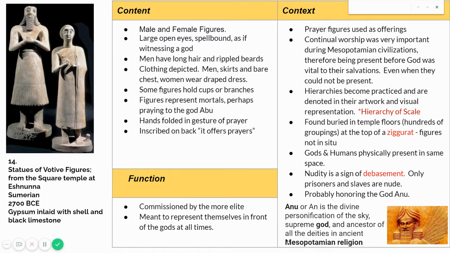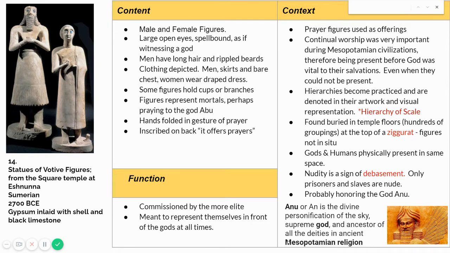Hierarchies became practiced and are denoted in their artwork and visual representation, which is called hierarchy of scale. You are going to hear this vocabulary term a lot. Write it down, circle it, highlight it, put 50 million stars around it.